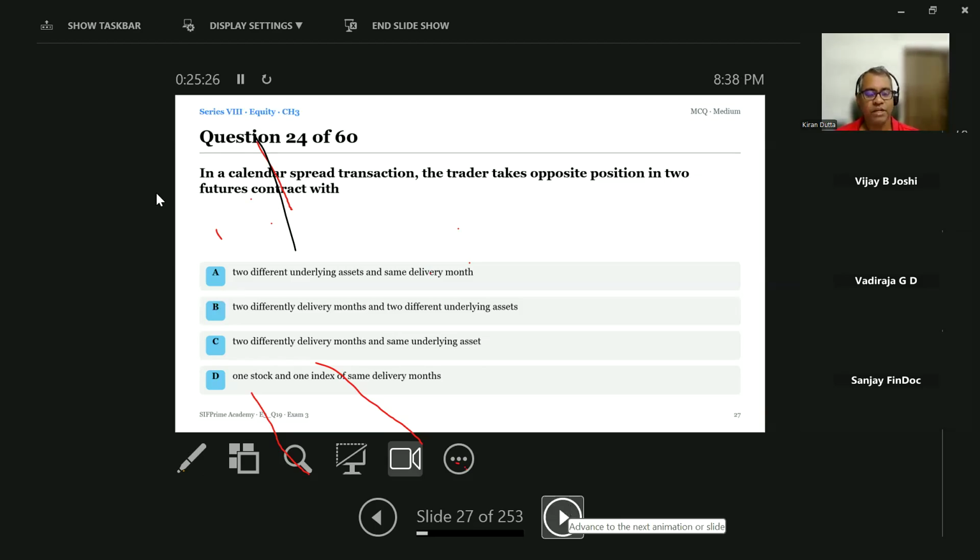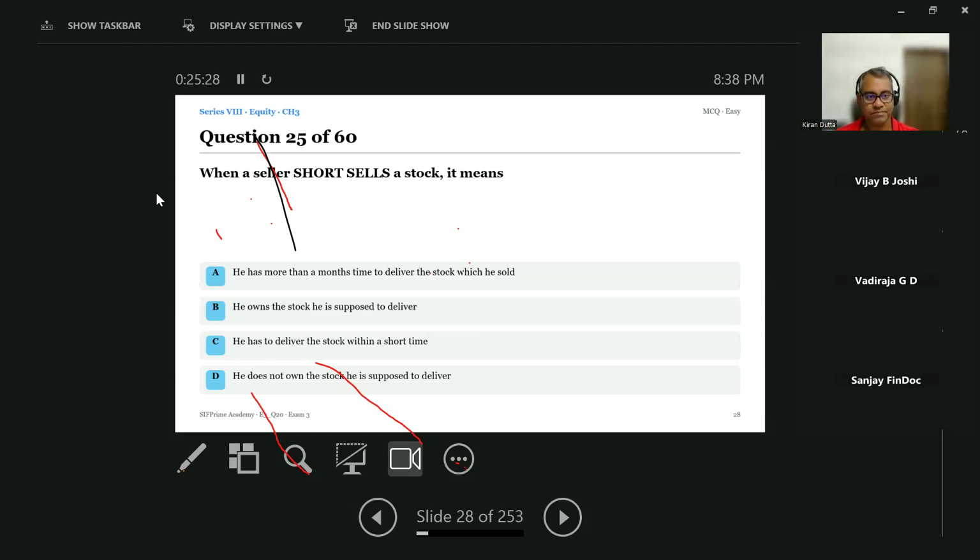When a seller short sells a stock, it means, again the same concept, reversing it. Whatever he does, he does not own the stock. He's supposed to borrow it. Okay, cool.